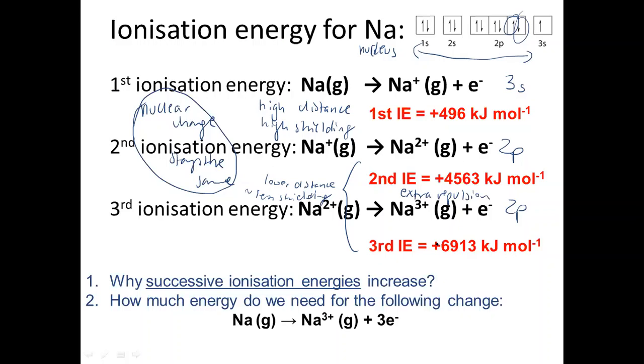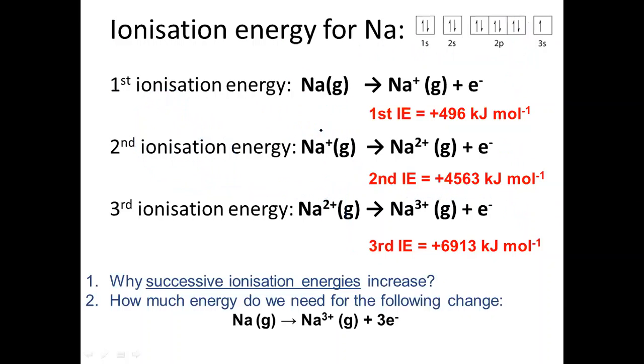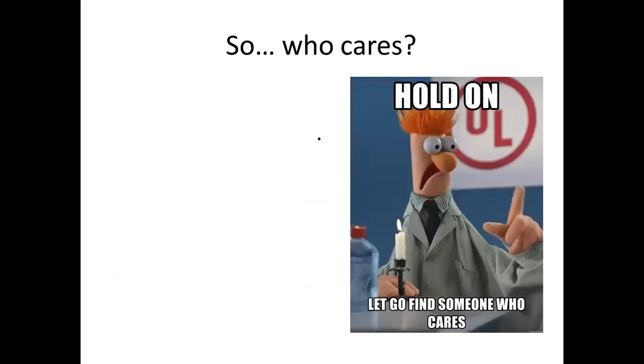Now, however, it will keep on getting harder. These ionization energies are going to increase and increase and increase, especially because it's harder to remove an electron from something that's positive. So it's always the easiest to do the first ionization energy. Okay, let's move on.